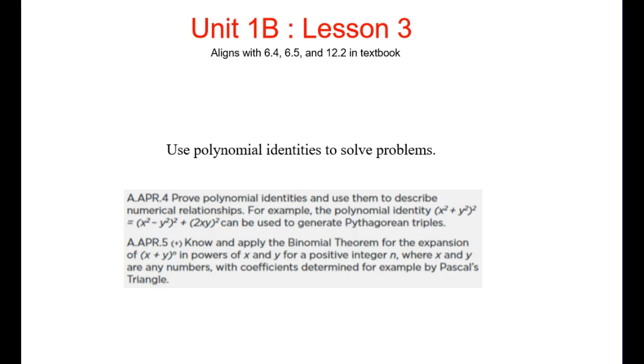Second standard, know and apply the binomial theorem for the expansion of (x plus y) raised to the n in powers of x and y for a positive integer n, where x and y are any numbers, with coefficients determined, for example, by Pascal's triangle. If you recall a few lessons back, I just introduced you to Pascal's triangle and the binomial theorem. Now we're going to refresh on that and use that to discuss this standard.